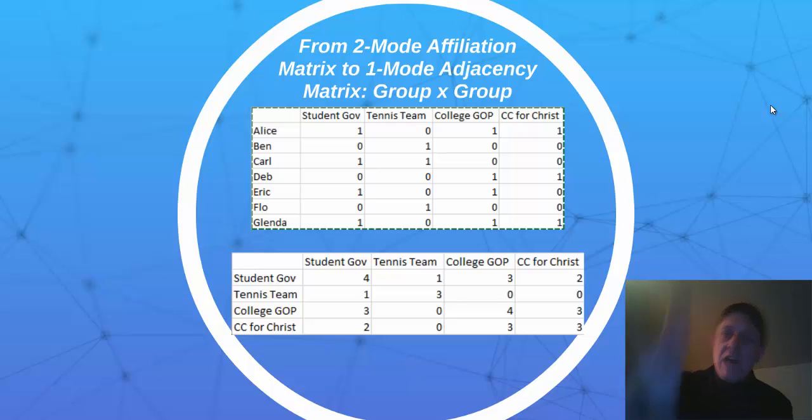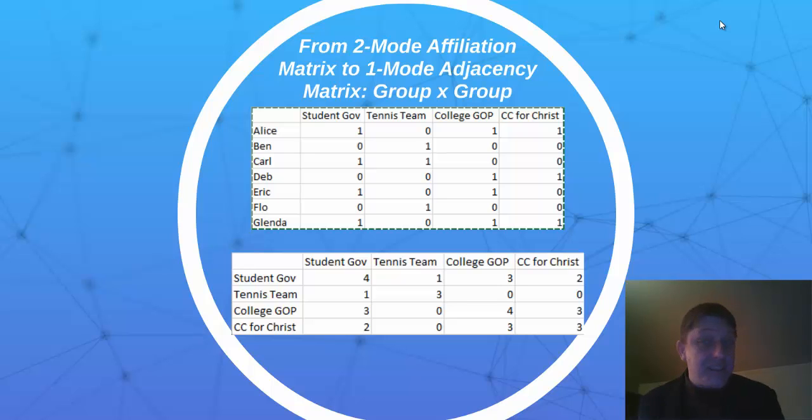And check this out. If you compare the columns, looking at our two-mode matrix again, we know that there are 3 people who have some knowledge of how they handled it in Campus Crusade for Christ. That means Alice, Deb, and Glenda, right? Now, Eric is in college GOP, but he's not in the Campus Crusade for Christ, so he doesn't know about that. But there are 3 people who do. That means you have 3 sources of information who might remember how it was handled last year in the Campus Crusade for Christ. So what does that mean? It means that the college GOP is likely to handle it the same way, right?